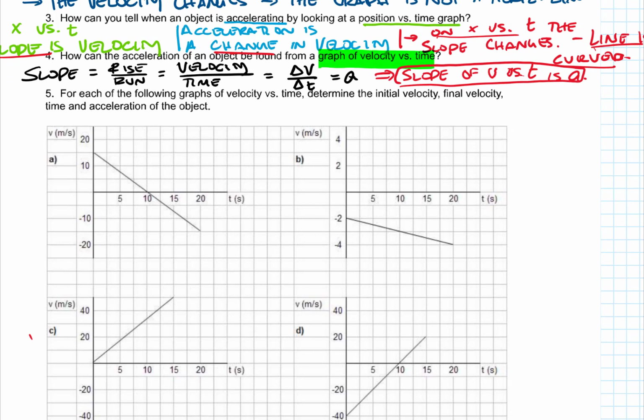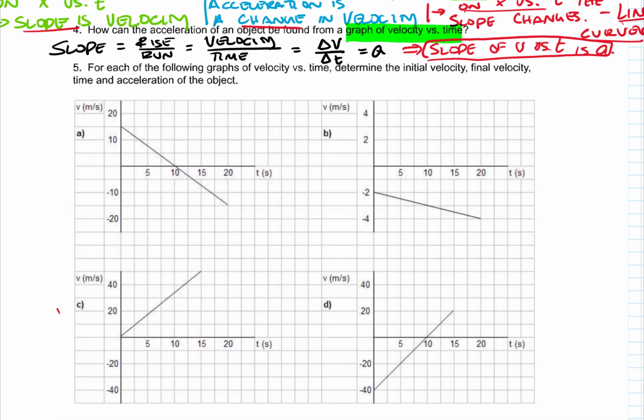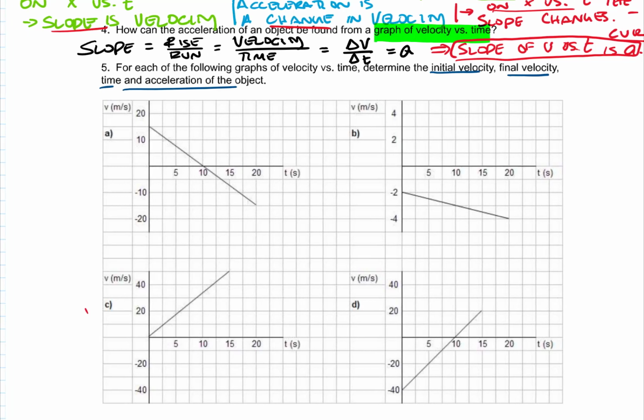All right, number 5. For each of these graphs, we're going to find the initial velocity, the final velocity, and the time and the acceleration of the object. We're going to get all that by looking at the graph.